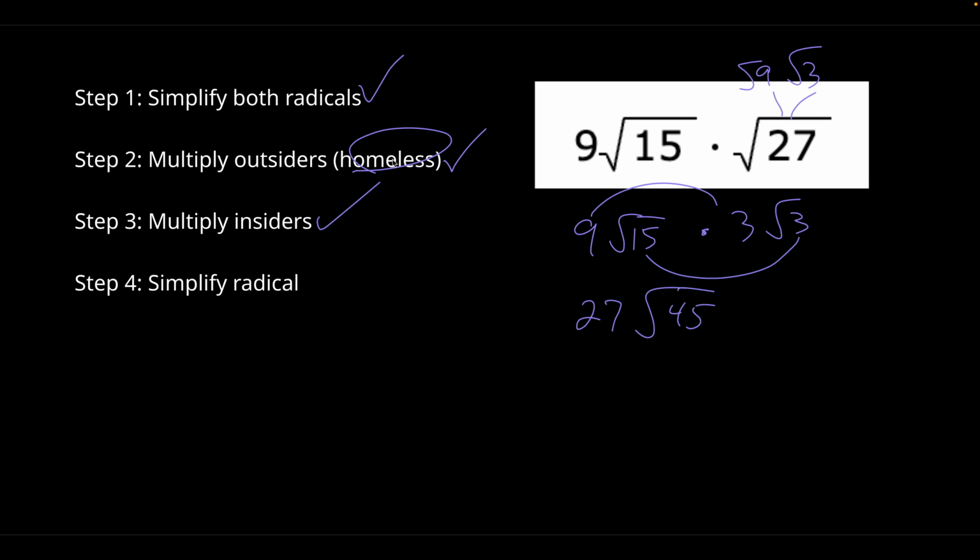And step four, always check to see, can I simplify this last radical? And the answer is yes. 45 can be split into 9 and 5. Don't forget you have the 27 in the front. And so now we have 27 times 3, which is 81 square root of 5 is our final answer.